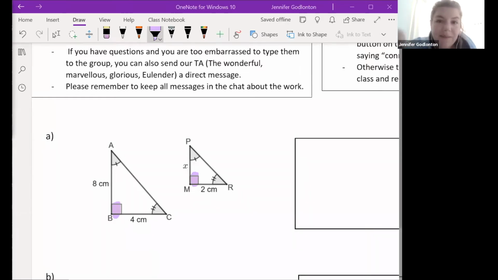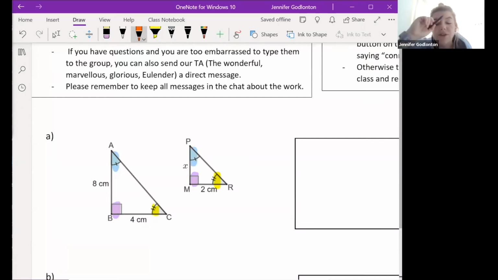I'm seeing some great things in the chat here. So Sipo, that's absolutely right. You can see that this angle is the same as that angle. So A is the same as P. And we can see that angle C is the same as angle R. Exactly, Marcus. The only difference is that one triangle is enlarged, but they have the same angles as each other.